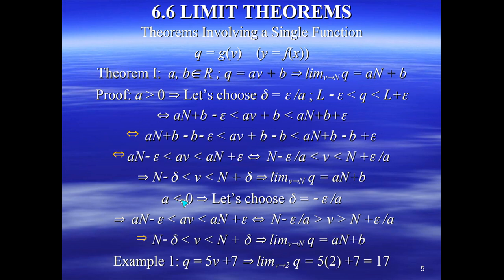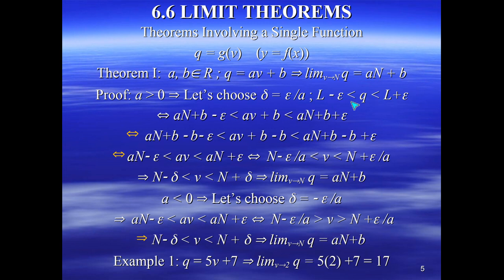When a is negative, then we should be careful here. Let's choose delta equal to minus epsilon over a. Why? Because a is negative and epsilon is positive, so epsilon over a would be negative, but delta should be positive, so we should multiply it with minus. So we should choose delta as not epsilon over a, but minus epsilon over a. Be careful. All right, then the logic of the proof is the same, but we should just take care that we have a minus sign here. The proof goes on as in the previous case.